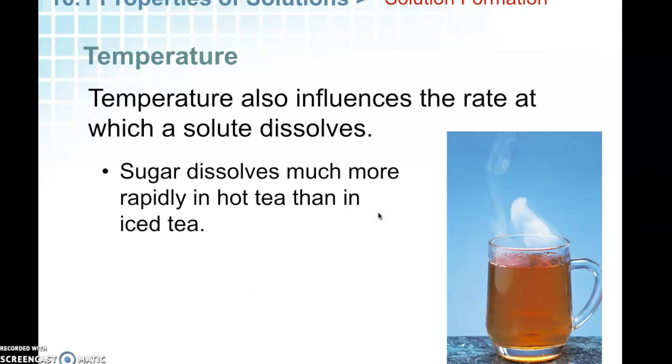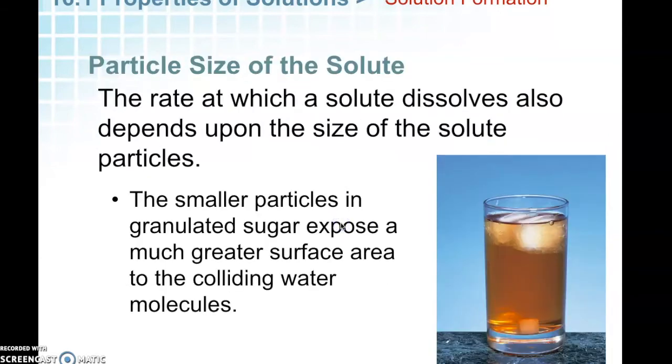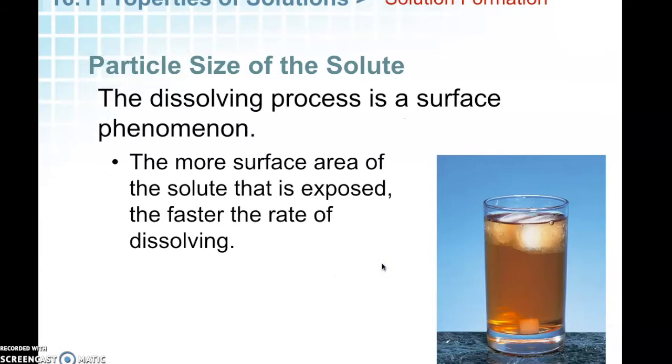Temperature also does this. If you have hot tea compared to iced tea, sugar will dissolve much faster in the hot tea, because the particles are moving faster, making more contact. The rapid motion increases the collisions. And then there's the particle size. Small particles, like the granulated sugar, have more surface area that touches the water, so it dissolves faster, as opposed to the sugar cube, where there's sugar stuck inside the cube that doesn't touch the water. So the more surface area exposed, the faster it dissolves.